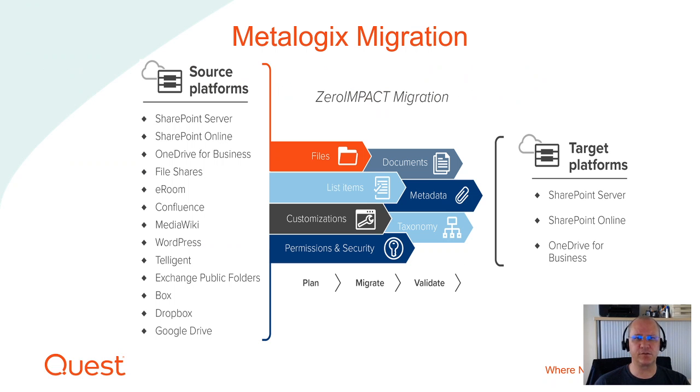We move into the SharePoint space, and our Metalogix stack is the tools that we use in this particular space. As you can see, we have a list of source platforms that we can come from, moving across to any SharePoint Online, SharePoint On-Prem, as well as OneDrive.